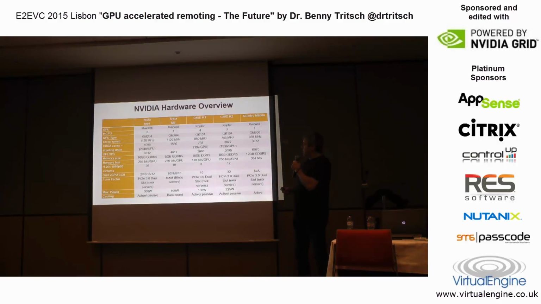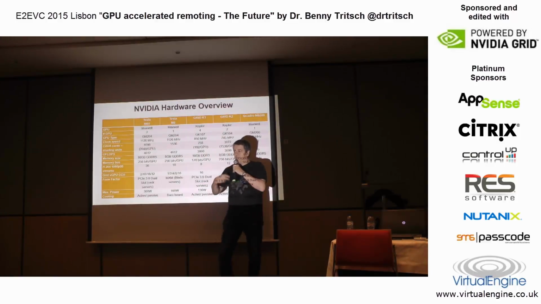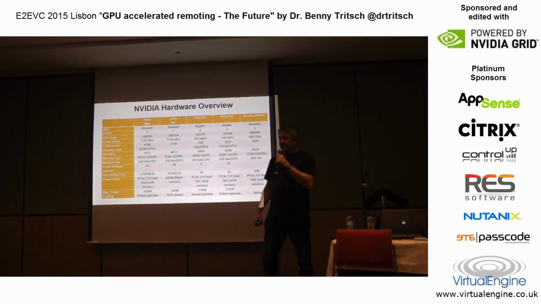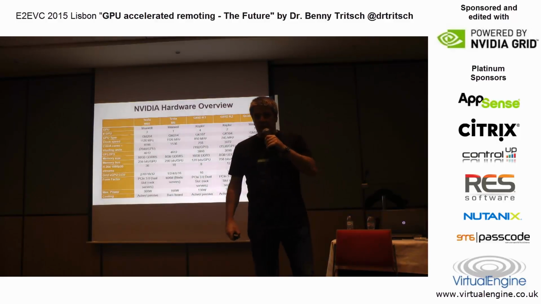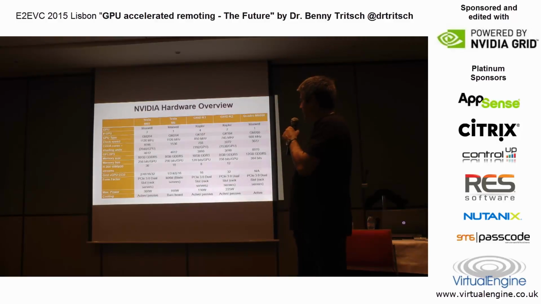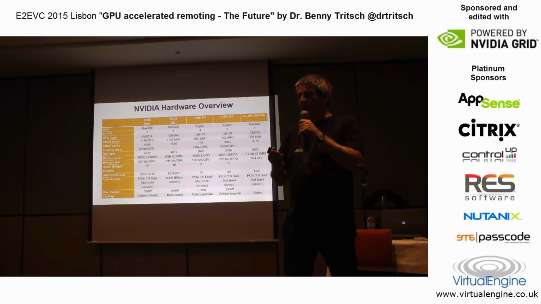It's more interesting to look at the newer models. You see here the two Maxwell Tesla M60. This is pretty similar to a K2 with two dedicated GPUs on the board, while the Tesla M6 is more for laptop style. It's a different form factor. It's much smaller, so you can put it into very small servers.